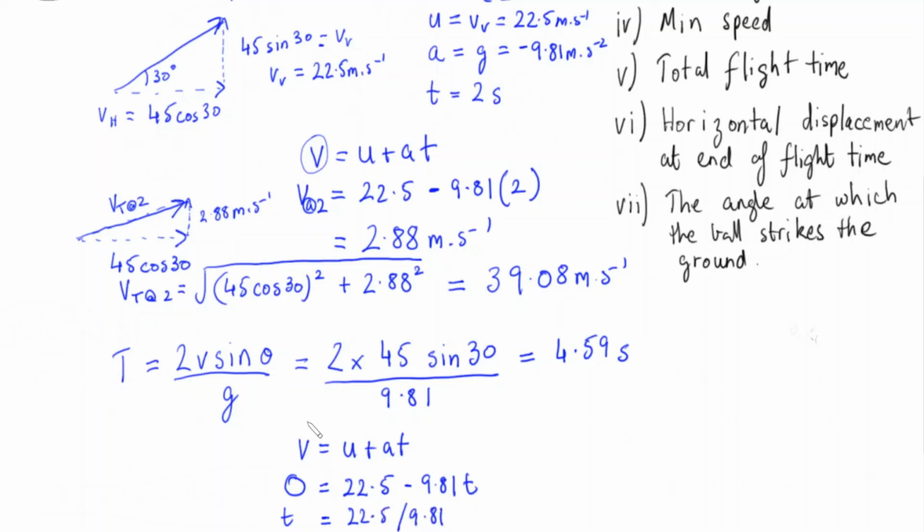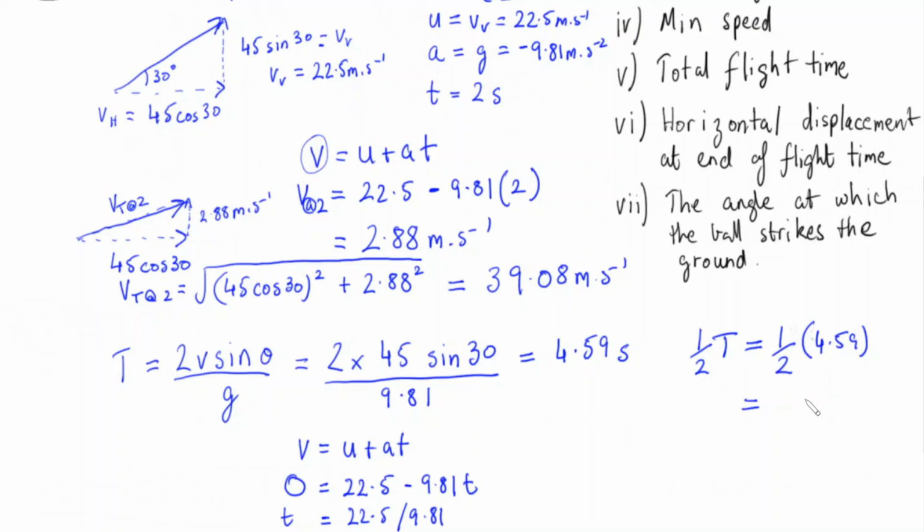Remember that the top equation gives you the time for the entire flight, so our maximum vertical height will be reached when it's half of this T. So half of T is equal to half times 4.59, and this will give us the time for the maximum vertical displacement.